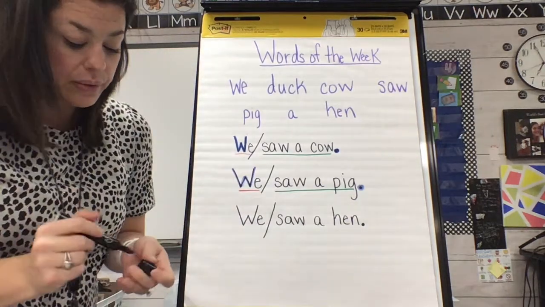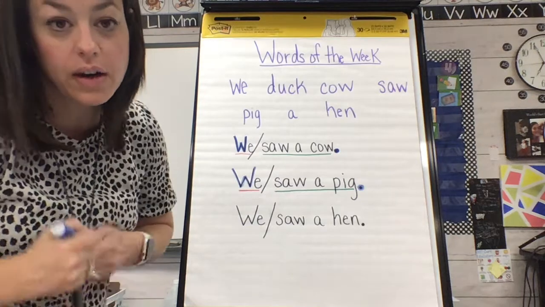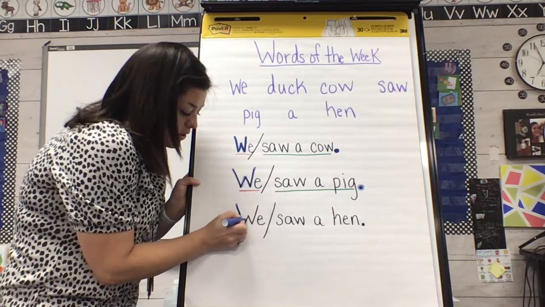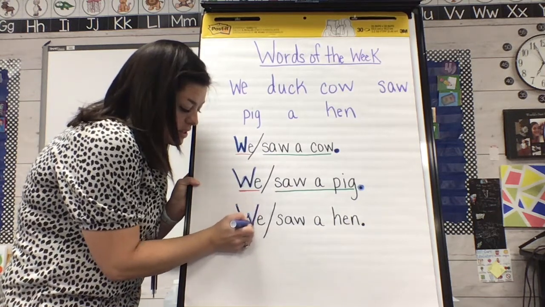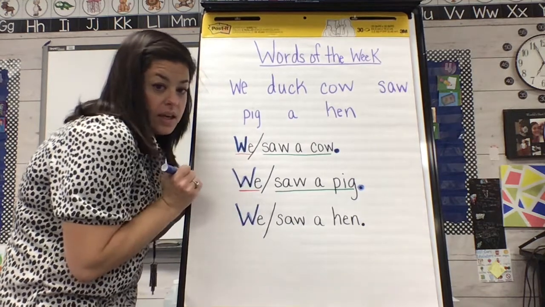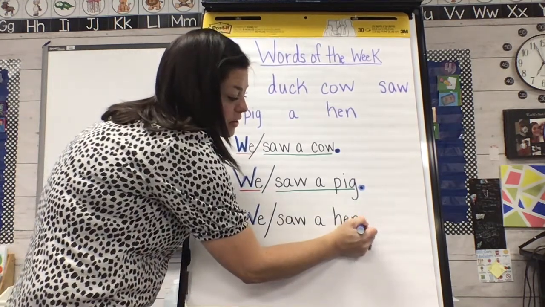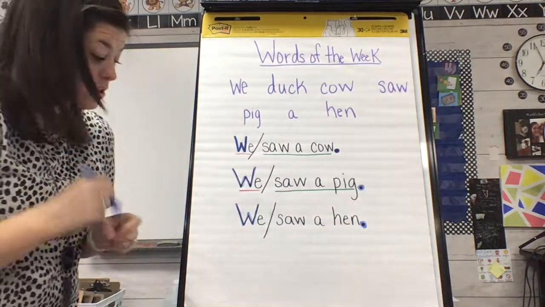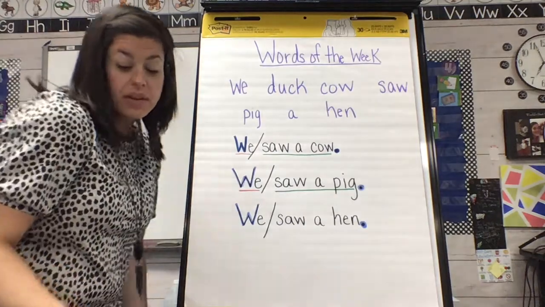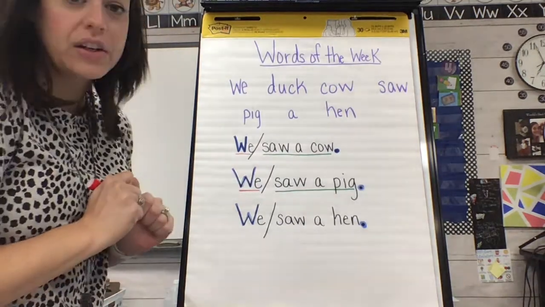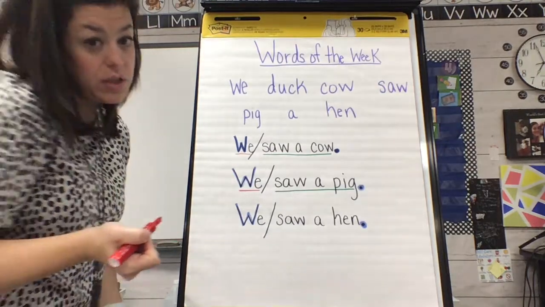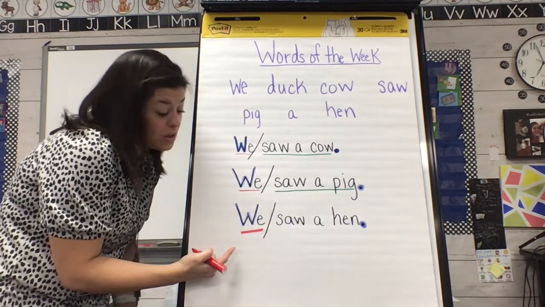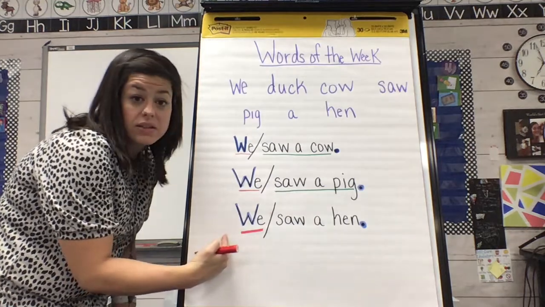Let's take our blue and trace over our capitalized letter. This helps us make sure that we did use a capital. So we're going to trace over the W to make sure it's capitalized. Okay, and then we're going to trace over our period to make sure that we have our punctuation. Now let's underline our subject in red. What is our subject? Our subject is we. Because our subject is who they're talking about or who's in the story, and we, that's our subject.